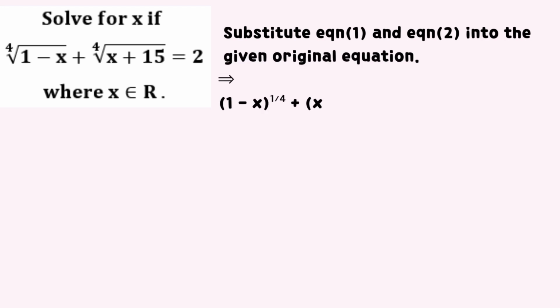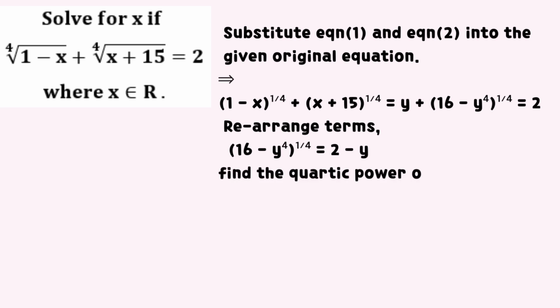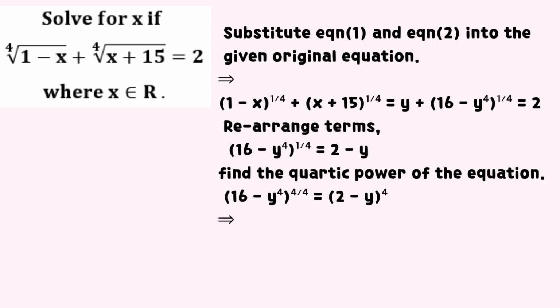Substitute equation 1 and equation 2 into the given original equation. This implies that the sum of the quartic root of 1 minus x and the quartic root of x plus 15 equals the sum of y and the quartic root of 16 minus y to the power of 4, which equals 2.